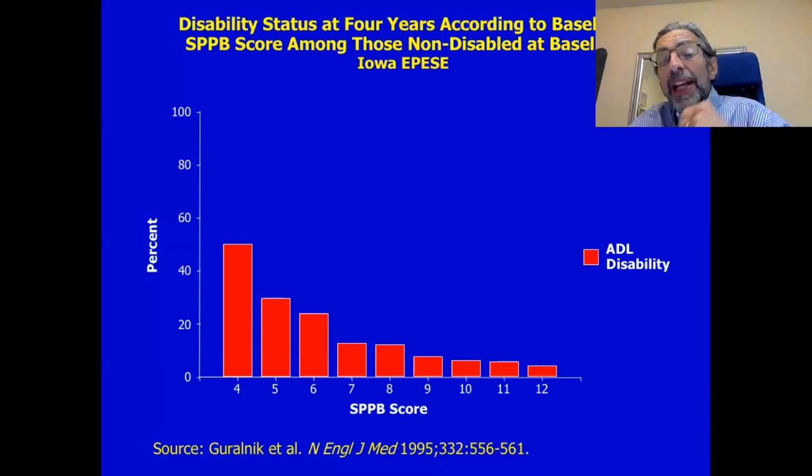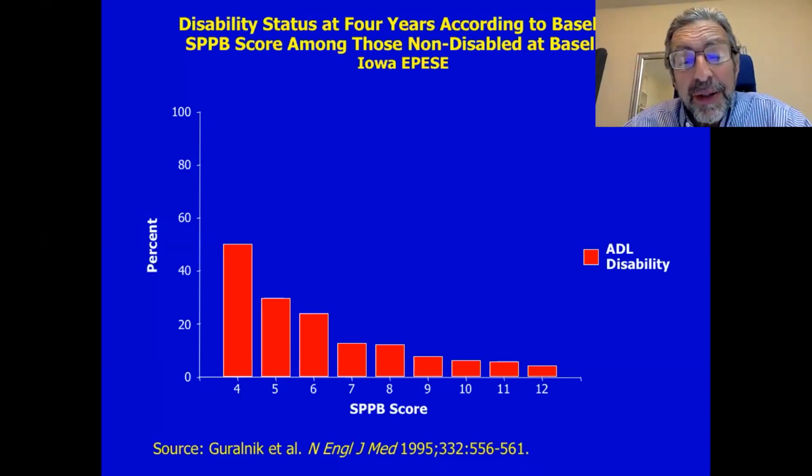And we looked at a variety of outcomes related to this test. This was the most surprising and interesting outcome, and it was published in the New England Journal of Medicine in 1995. We looked at disability status 4 years after the test was done. And you see here the percentage who develop ADL disability. Now, the test itself is scored from 0 to 12, with 0 being the lowest performance and 12 the best. In this case, we only see scores ranging from 4 to 12 because we're starting with a non-disabled population. So none of them had scores of 3 or less in the non-disabled population.